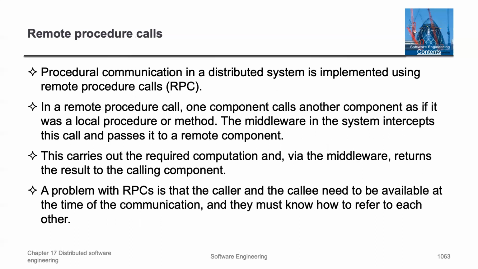And let's talk about remote procedure calls. Procedural communication in a distributed system is implemented using remote procedure calls, RPCs. In a remote procedure call, one component calls another component as if it was a local procedure or method. The middleware in the system intercepts this call and passes it to the remote component. This carries out the required computation and via the middleware returns the result to the calling component. The problem with RPCs is that the caller and the callee need to be available at the time of the communication, and they must know how to refer to each other.